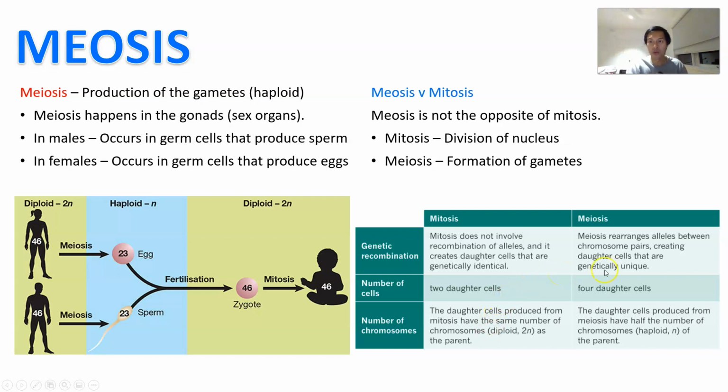Meiosis, on the other hand, rearranges alleles between chromosome pairs, creating daughter cells that are going to be genetically unique. You want unique sperm that are going to be different in the haploid number from that of the individual parent, the dad, or the egg from the mom, okay? Unlike mitosis, meiosis also forms 4 daughter cells per parent cell as opposed to 2. And then the daughter cells produced from meiosis will have half the number of chromosomes from the parent, because half and half will make a whole new individual.